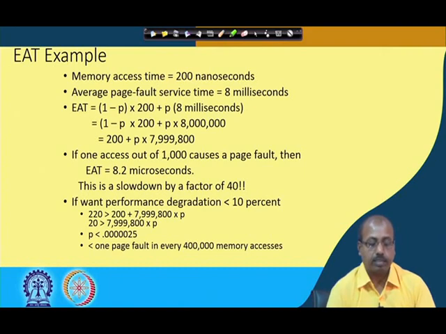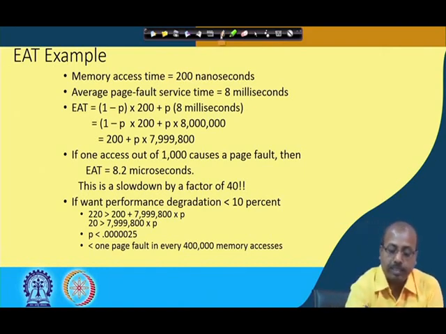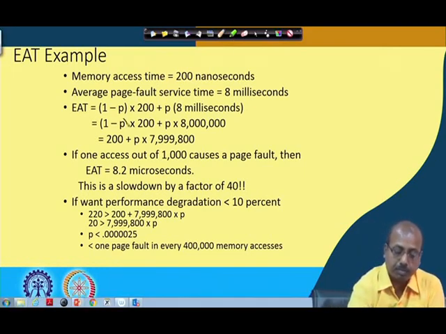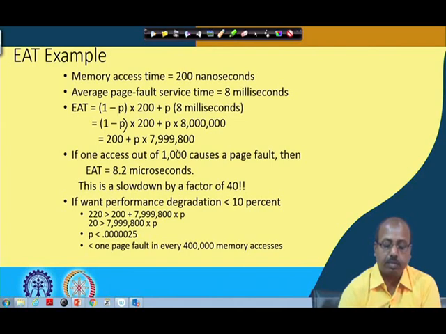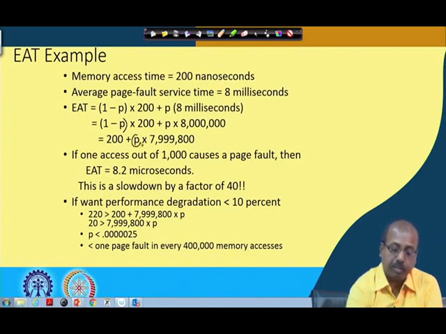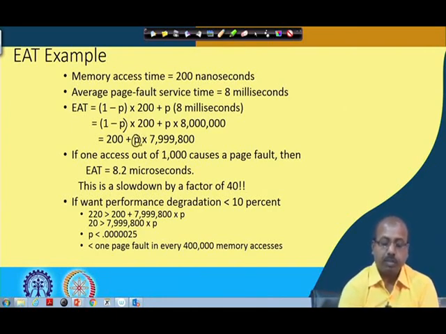There should be a bracket here, the bracket is missing. Basically, in this formula, if you substitute, it becomes 200 plus 7,999,800 times p. So it all depends on the page fault rate p. If we assume that 1 out of 1000 memory accesses causes a page fault on average, then the effective access time becomes 8.2 microseconds.